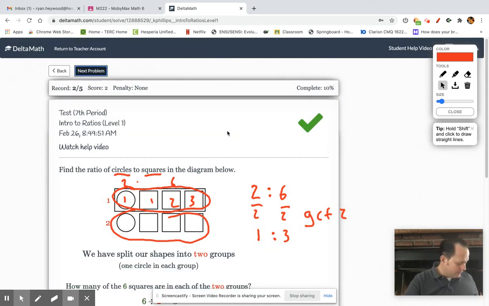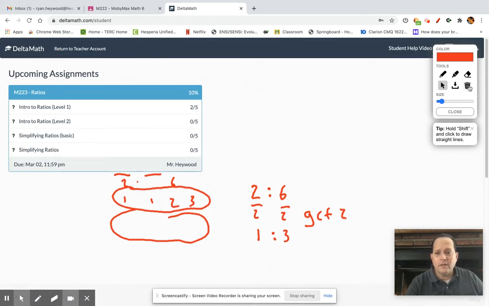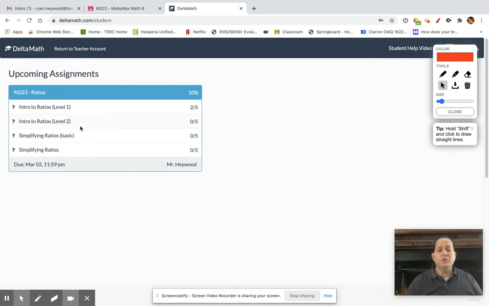All right, let's go ahead and move on to a couple of other problems that we have here. Okay, so you'll continue these and you'll move on to the next section. So you'll do 5 of them. I'm not going to do all 5. We're just going to do a couple other ones.